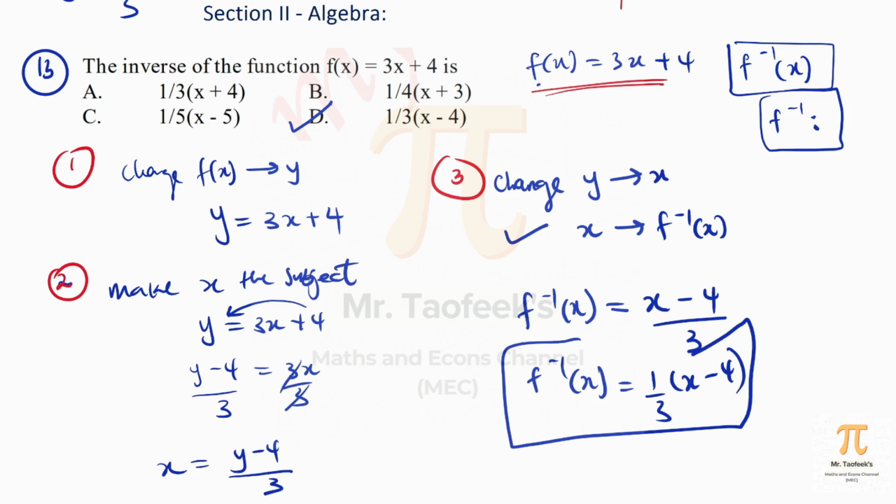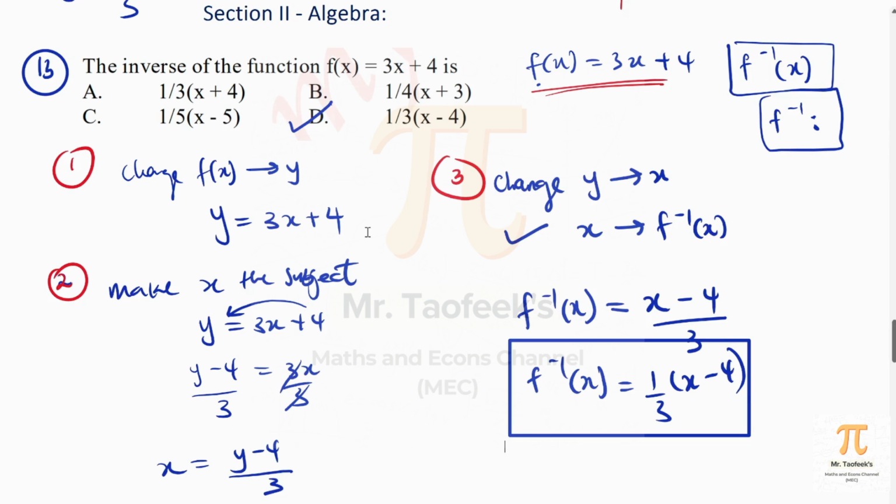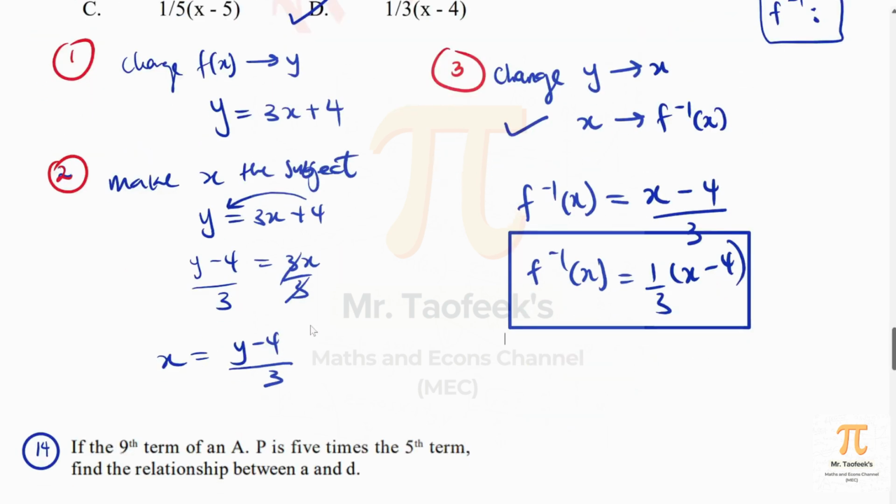Okay, so this is the step-by-step method of working out what? Of working out your inverse function. Very simple, 3-step. Change your f of x to y, then make x the subject, and then in your final answer, change your y to x and change your x to f inverse of x.